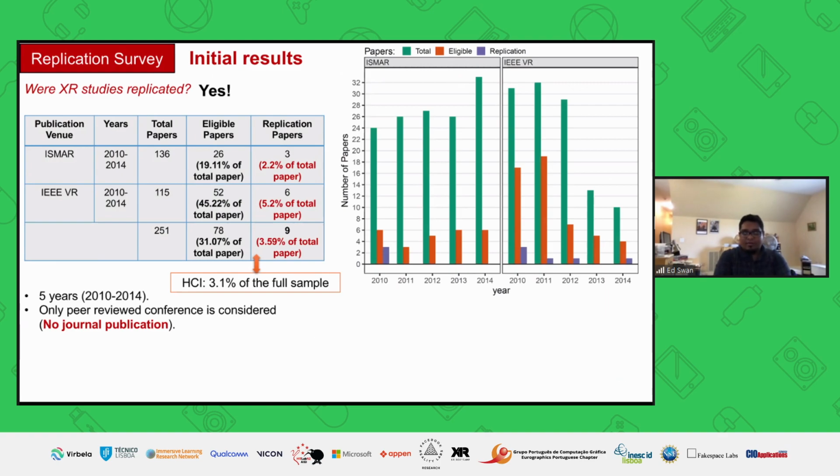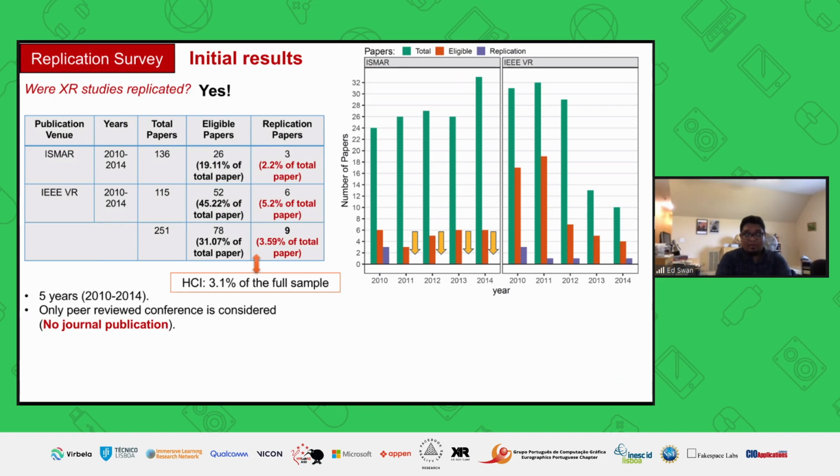In this graph, you can see two panels. The left panel is from ISMAR and the right panel is from IEEE VR. The green bar shows the total papers published, the middle bar shows the eligible papers, and the right bar, the violet bar, shows the replication papers. The interesting fact is that in ISMAR, from 2011 to 2014, we didn't find a single replication paper. From my personal observation, in that period people were mainly investigating tracking technologies and rendering technologies. There is still ongoing research on those, but mostly the focus was on those things.